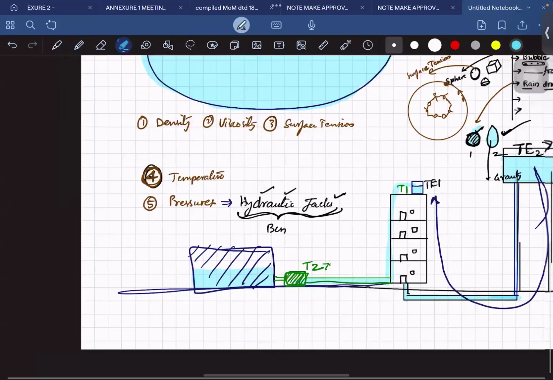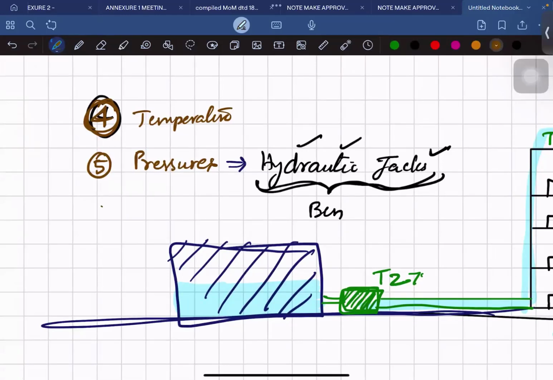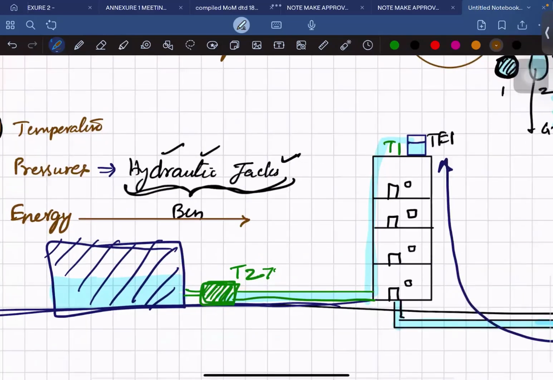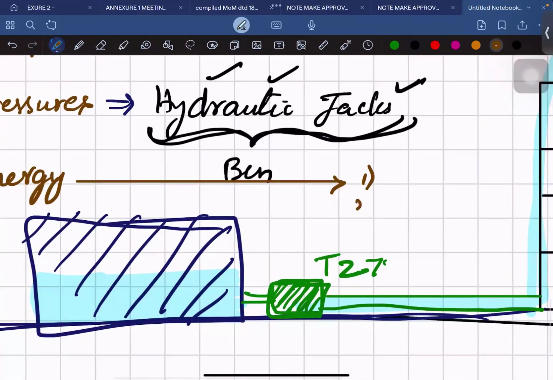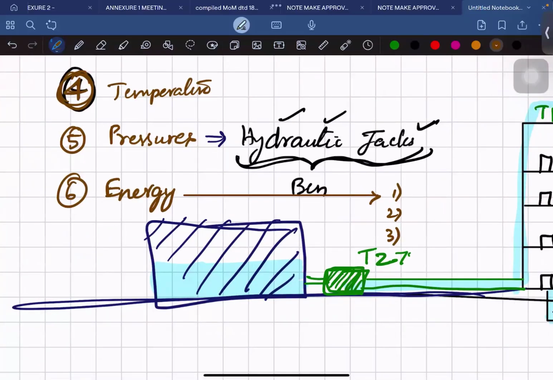So I can say one of the other fluid parameters is energy. Under this energy, there are different types of energy for fluids or liquids. If you take the water, there are practically three types of energies. You guys tell me, what are the three types of energies? Any guess? Kinetic energy. Yes.